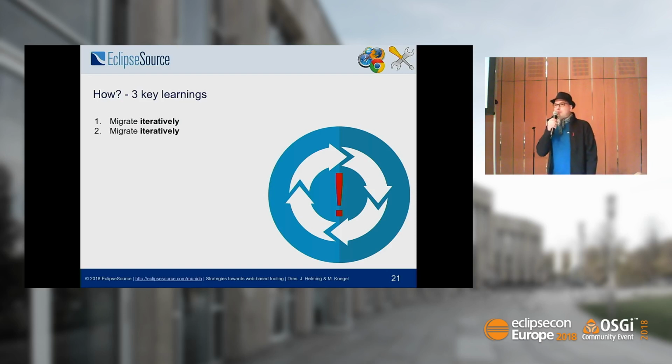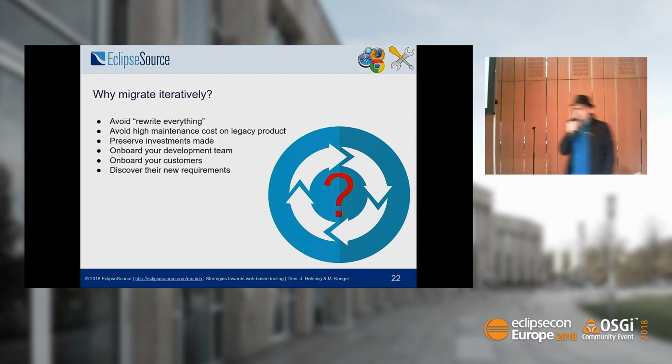The second important learning is migrate iteratively, and I cannot stress that enough, do it iteratively. So what do I mean by migrating iteratively? As I mentioned before, I don't mean rewrite everything and then switch the tools at some point. Because that can lead to a situation where you're stuck with a half-baked new tool, overloaded with the maintenance of an old tool, and you never get it done.